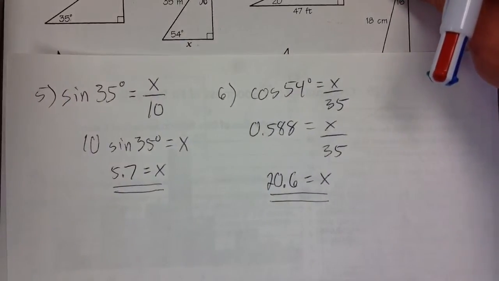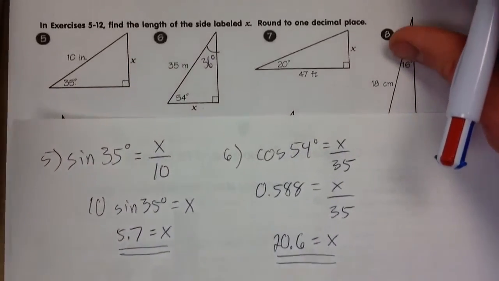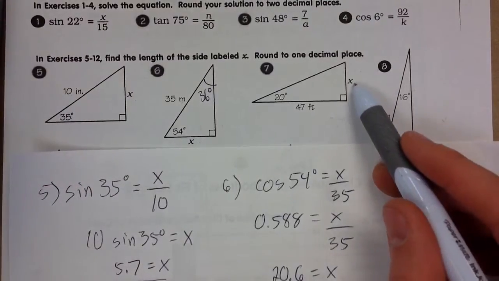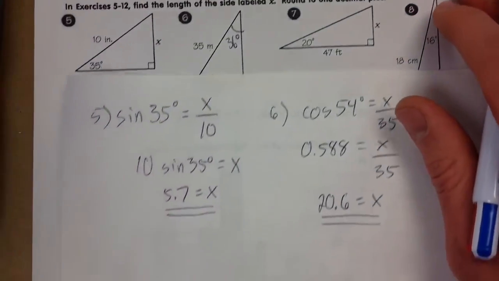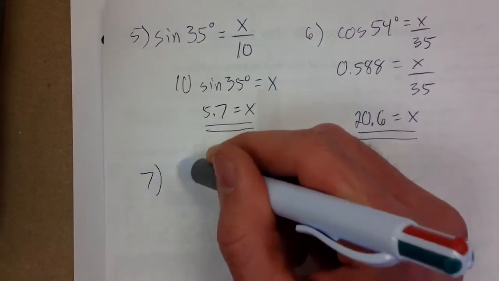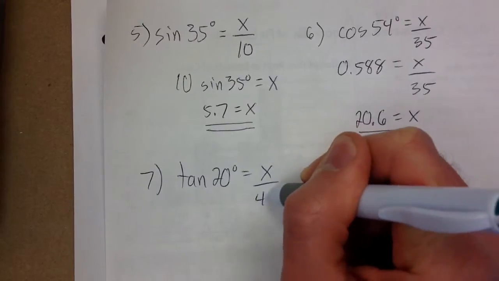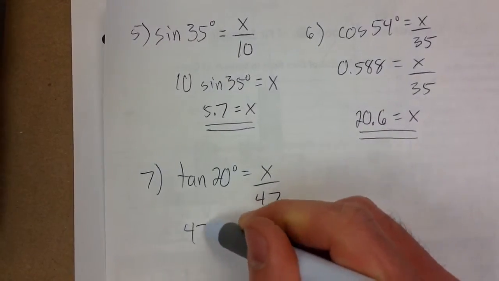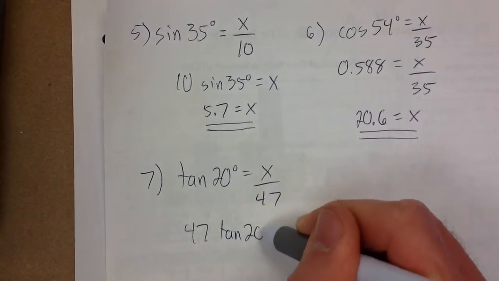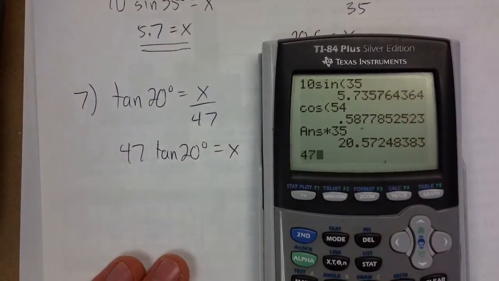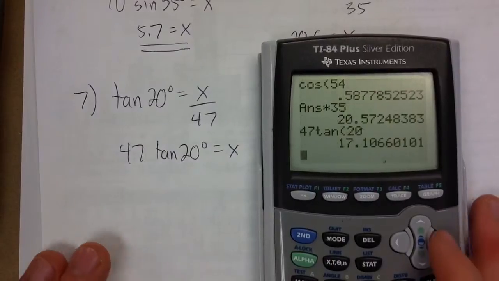Darian, number 7. Which trig function would you use? I use tangent. Tangent, yes, because you have opposite and adjacent. So I did tan of 20 is equal to x over 47. Nice. And then I did tan of 20 times 47. Good. And I got 17.08. Nice job.